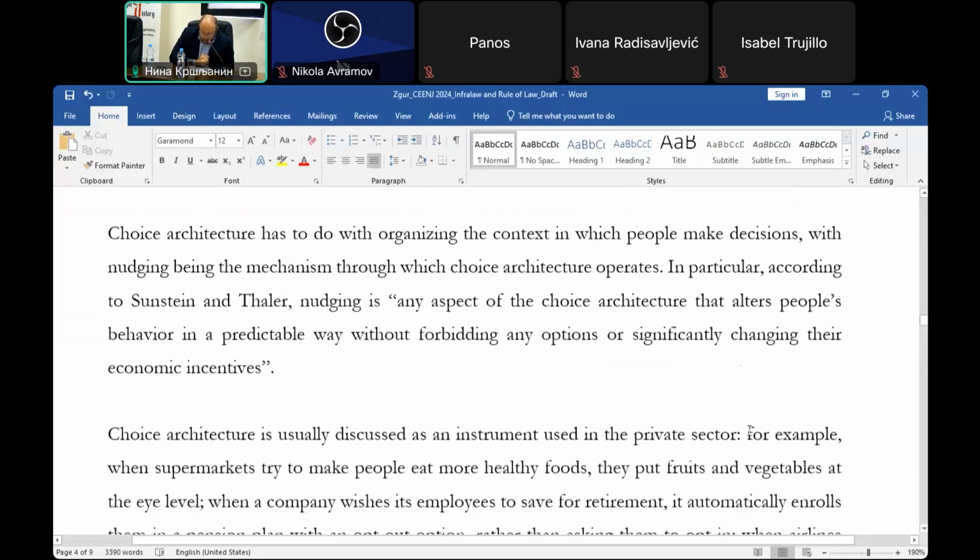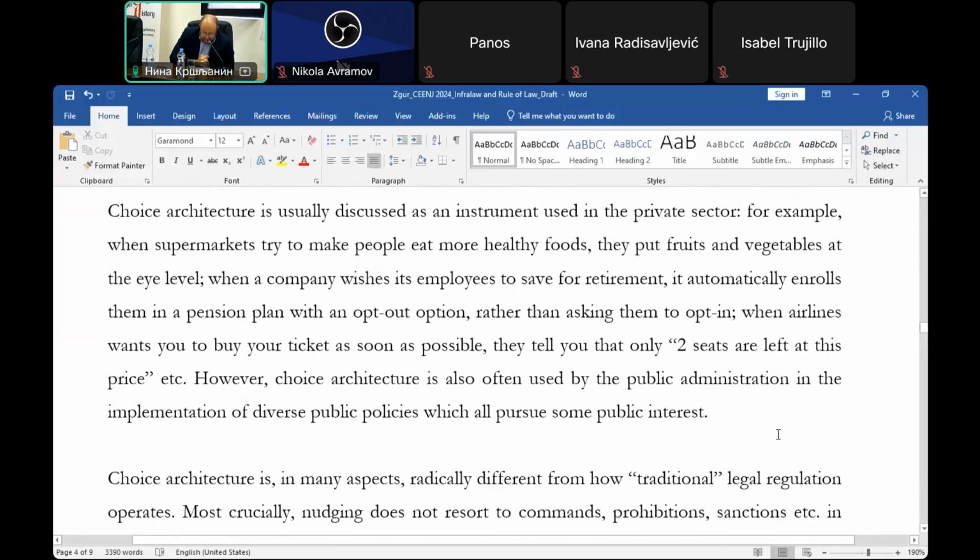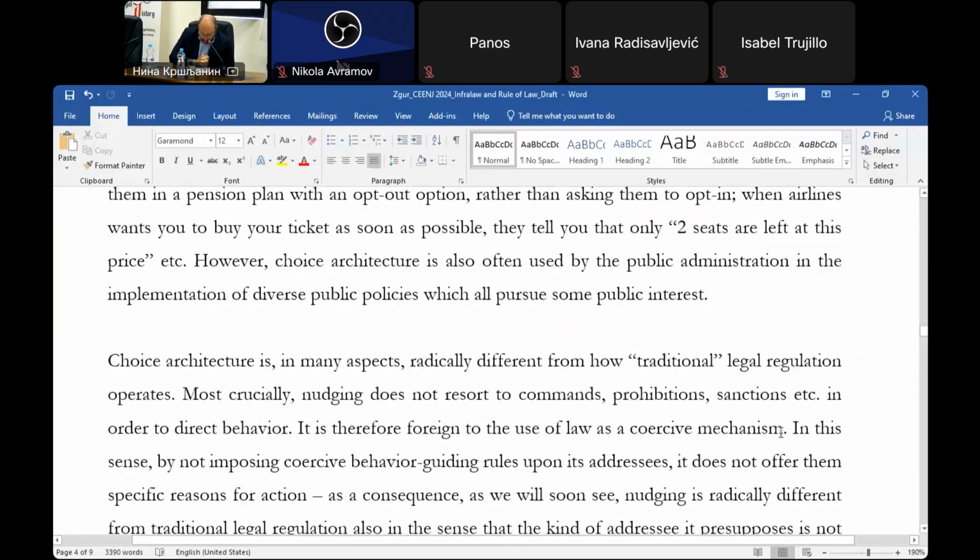In this sense, but by not imposing coercive behavior-guiding rules upon its addressees, it does not offer them specific reasons for action. As a consequence, as we will soon see, nudging is radically different from traditional legal regulation, also in the sense that the kind of addressees it presupposes is not a fully rational agent, here understood in the sense of someone acting on reasons.